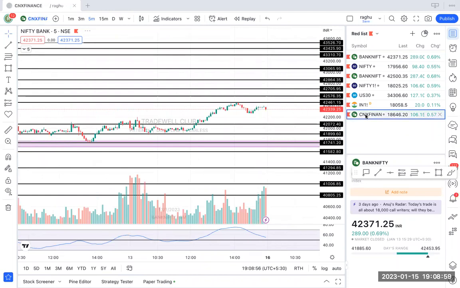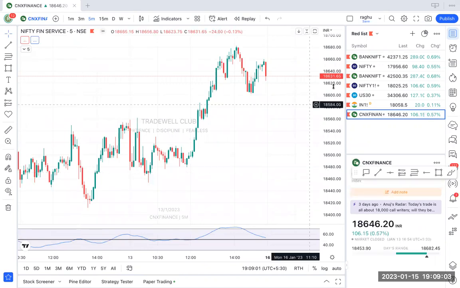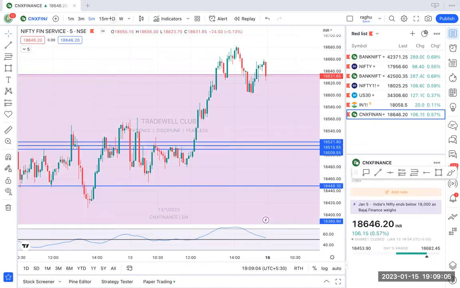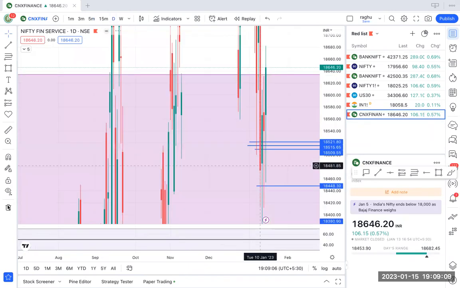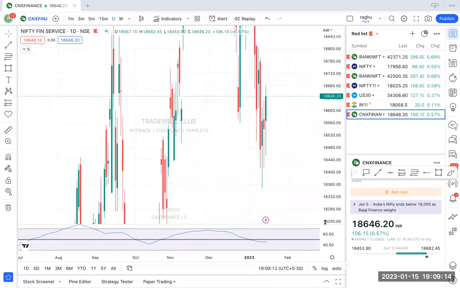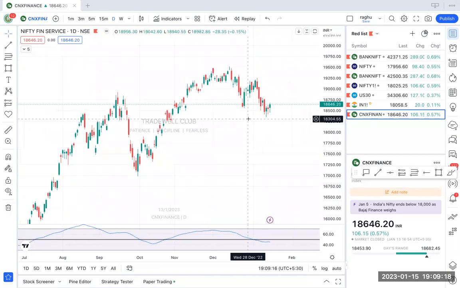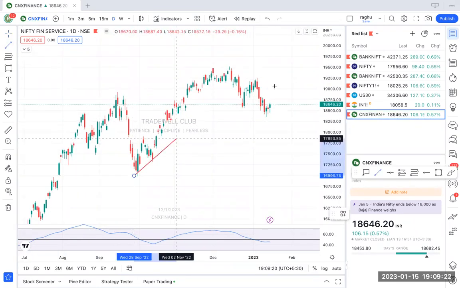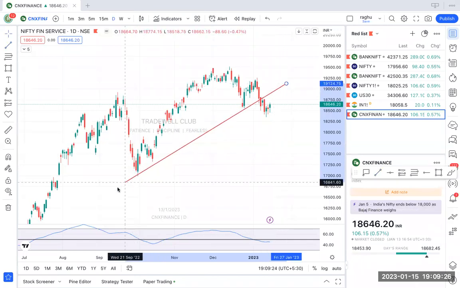Let's see Finance Nifty, what is happening in CNX Finance. Okay, this also followed all my levels so far, and I'll remove all the drawings. Let me see what is happening in Fin Nifty, because Fin Nifty is giving us amazing trades. Even last week from 20 rupees to 180 rupees, what we traded. So it is giving a breakout from the levels.